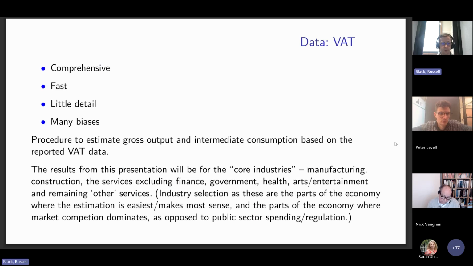The benefit of that is it's comprehensive. All companies have to put it in. The benefit is it's fast. It comes in quarterly detail. The minuses are there is little detail, and solving this adds some biases to the data.